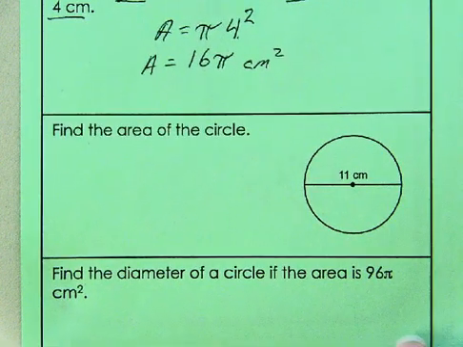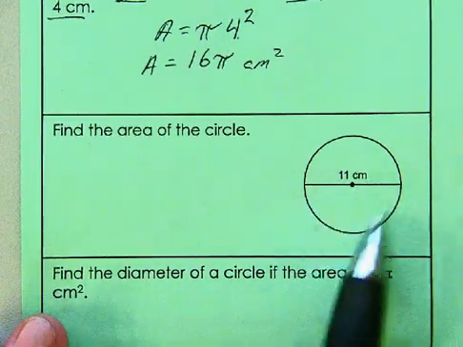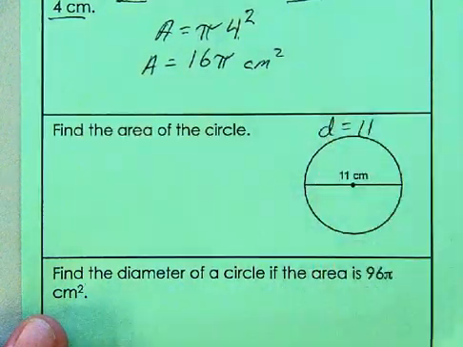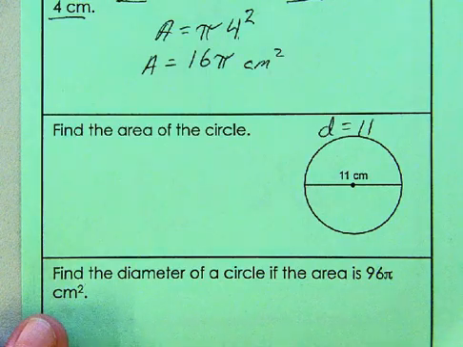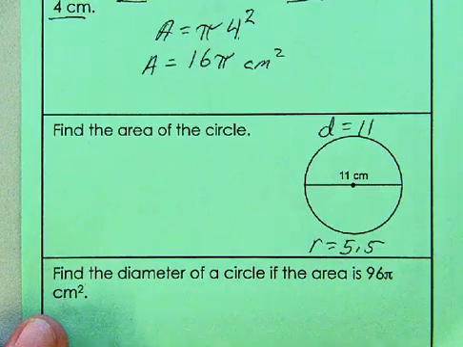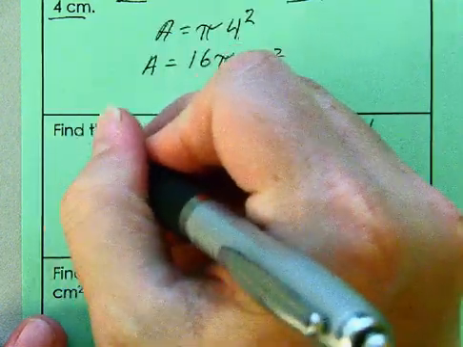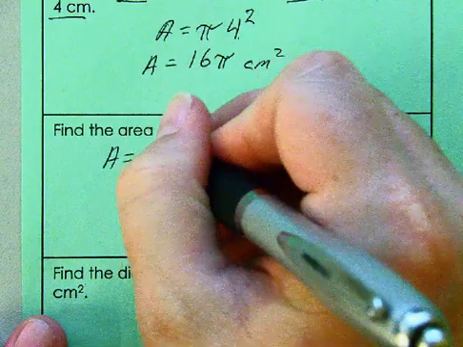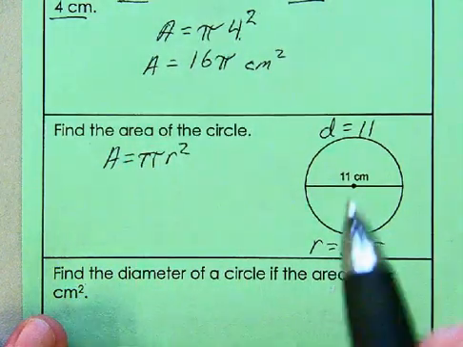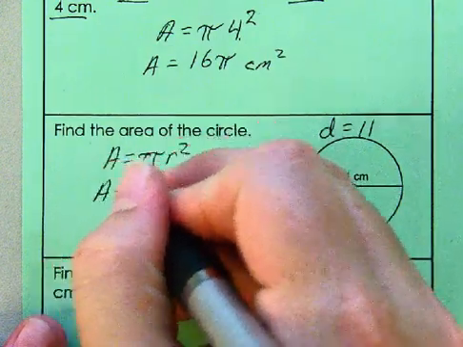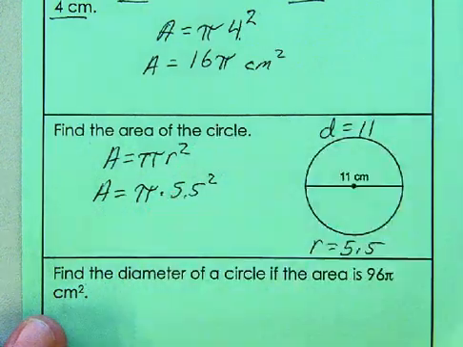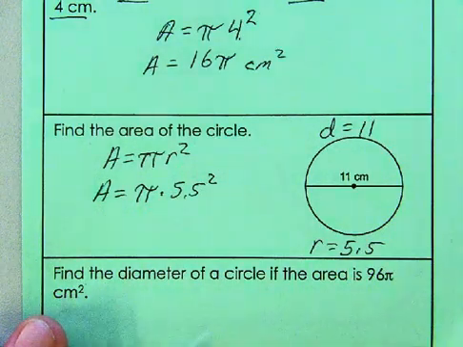It says find the area of the circle. This time they put everything in the picture here. So they tell us the diameter equals 11, but we need radius. Radius is half of the diameter, so our radius equals 5.5. So again, we're going to take that equation, A equals pi r squared, and we're going to plug in what we know. We know that r is 5.5, so this becomes A equals pi times 5.5 squared.